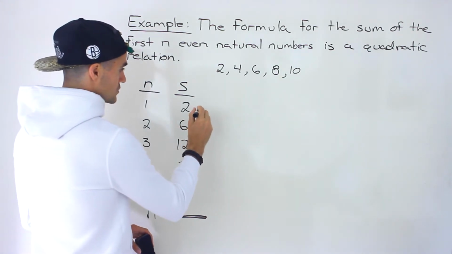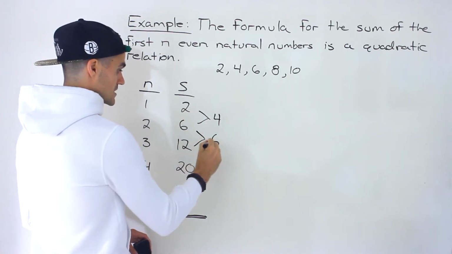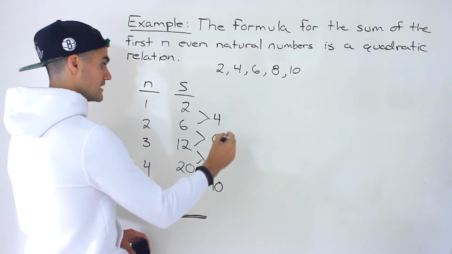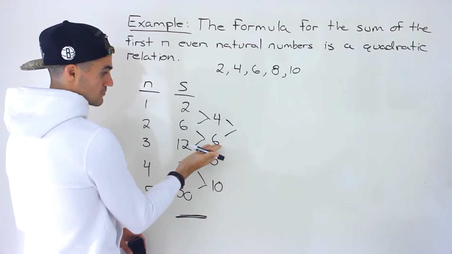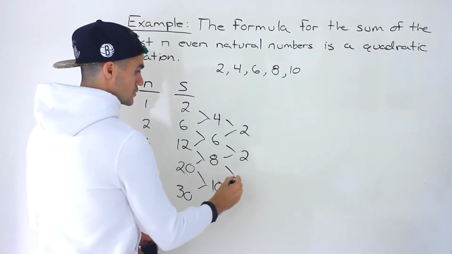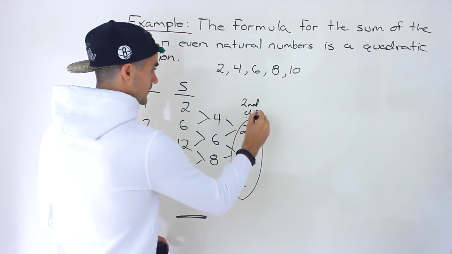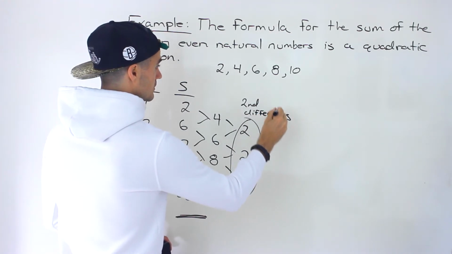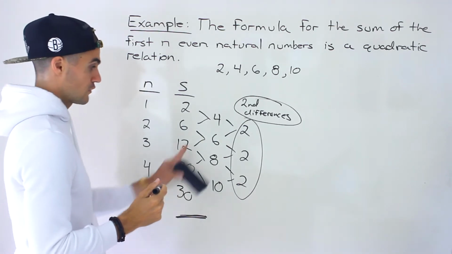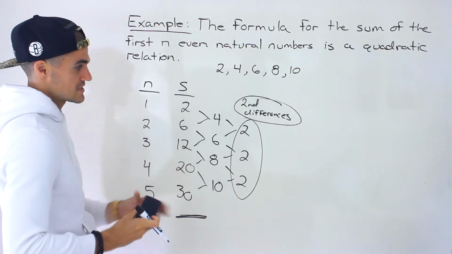And so remember, for first differences, we would do 6 minus 2, which would give us 4. 12 minus 6, which would give us 6. 20 minus 12, which would give us 8. And then this would be 10. And then we take the second differences, and remember we do bottom minus the top, and we'd have 2, 2, 2, because the second differences are constant. It means that we are dealing with a quadratic relation over here. If the first differences were constant, then it would be a linear relation. This is a quadratic relation because the second differences are constant.